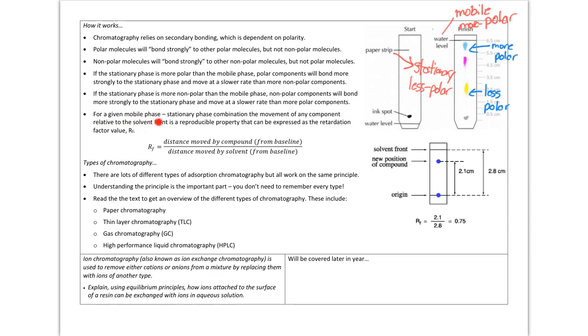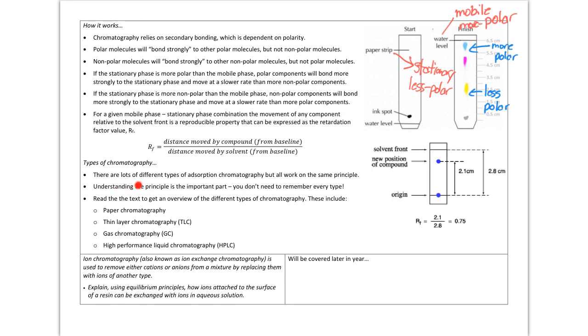So for any given mobile and stationary phase combination, the movement of any component, so that's part of the mixture, relative to the solvent front is a reproducible property that can be expressed as the retardation factor, Rf. And Rf is equal to the distance moved by the compound, that distance, divided by the distance moved by the solvent front, that distance there. And there you go, there's an example of working out a retardation factor.